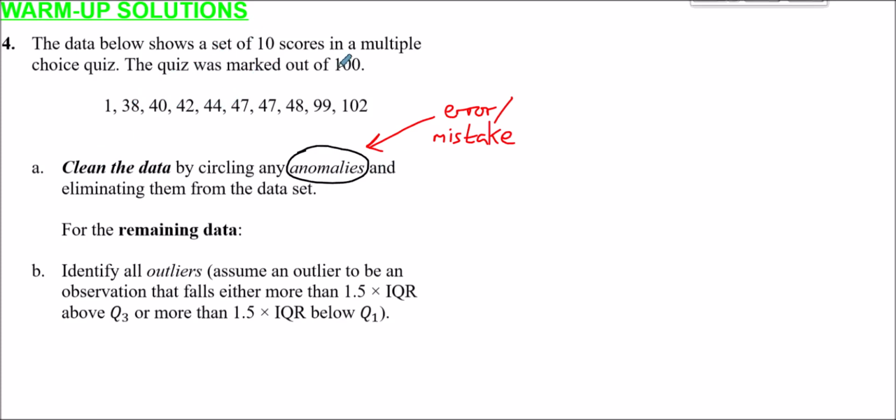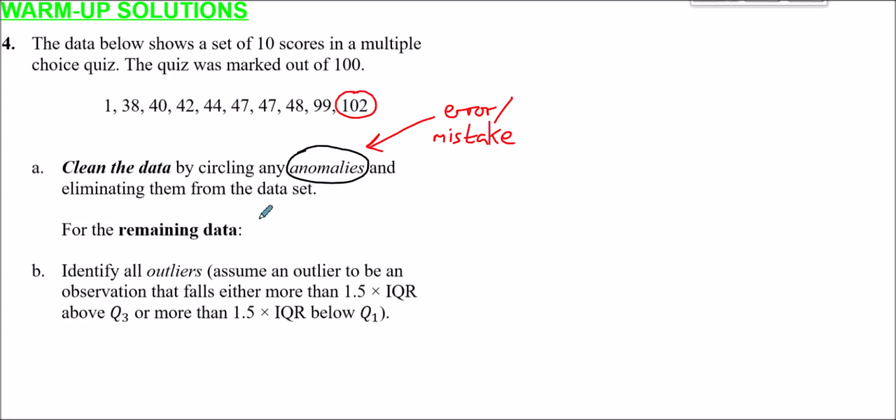So it's a quiz marked out of 100. 1 out of 100, that's very bad. That's a terrible result, but it's possible. Somebody might have got 1 out of 100, so we assume that to be true. All these look to be true. But if you see here, 102 out of 100, that has to be a mistake. And so we clean the data by circling 102 and then eliminating it.